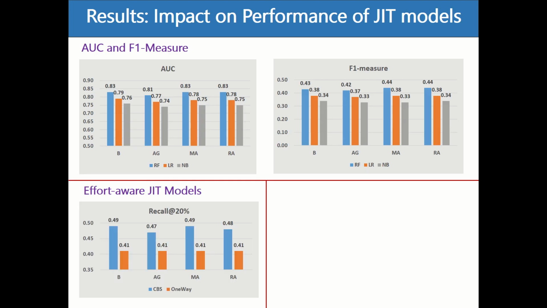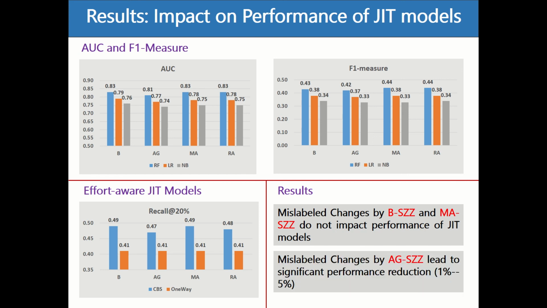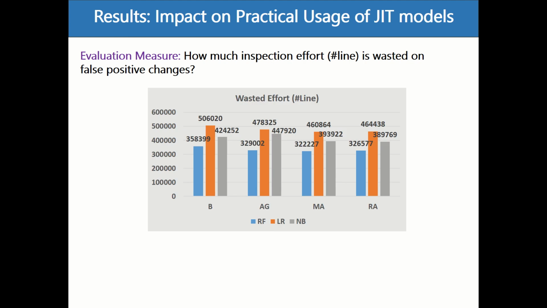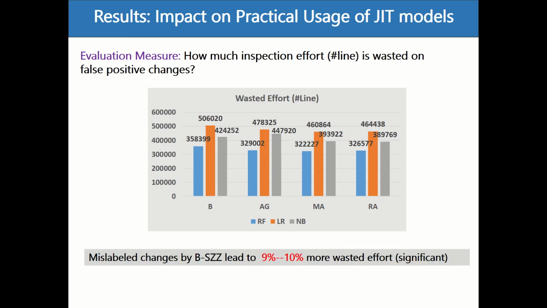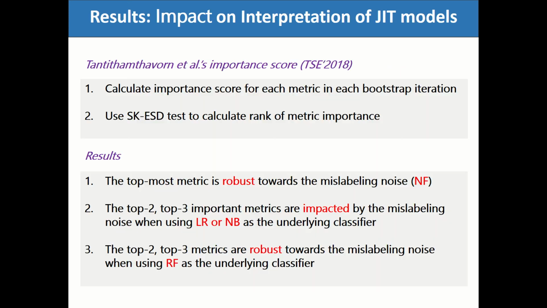As a result, we found that the mislabeled changes by BSZ and MASZ do not impact the performance of JiT defect prediction models, while mislabeled changes by AGSZ lead to significant performance reduction with an average difference of 1% to 5%. Furthermore, we found that mislabeled changes by BSZ lead to significantly more wasted effort with an average difference of 9% to 10%, and the mislabeled changes by AGSZ lead to 1% to 50% more wasted effort.